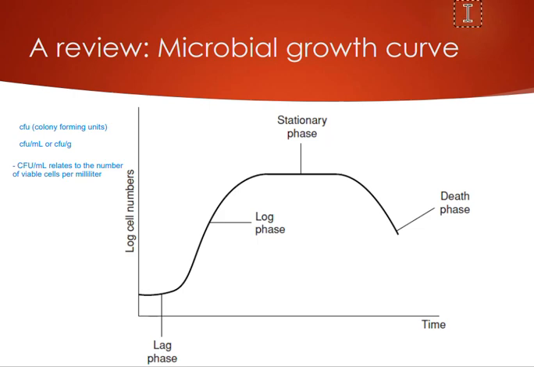So this figure here graphically represents the number of living cells in a microbial population over time. The y-axis is the log of cell numbers, which can be in the units of CFU, or colony forming units per milliliter or per gram. And then you have here your x-axis, which is time. So this graph here will show or predict a pattern in the growth of your microorganisms that are grown in a culture.